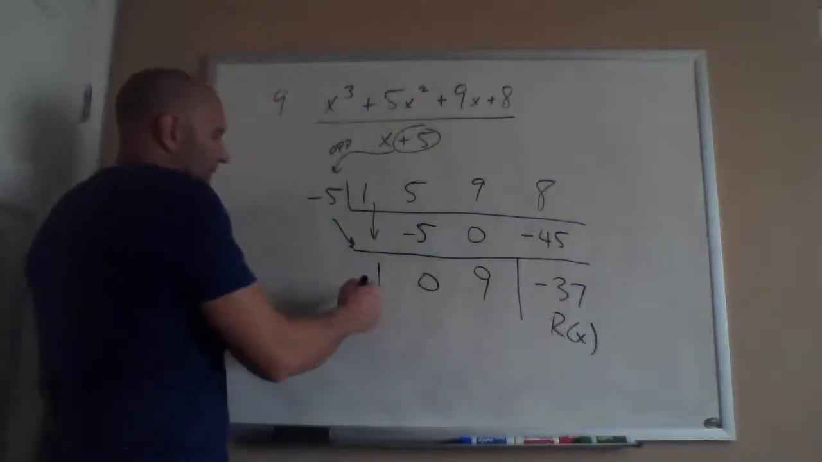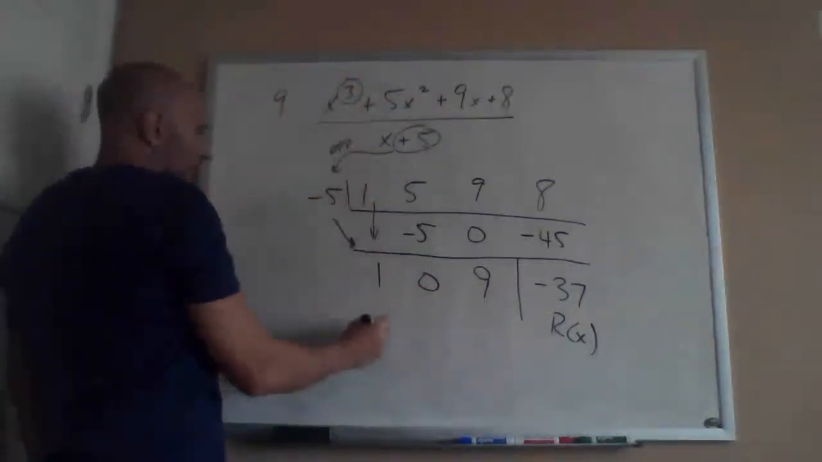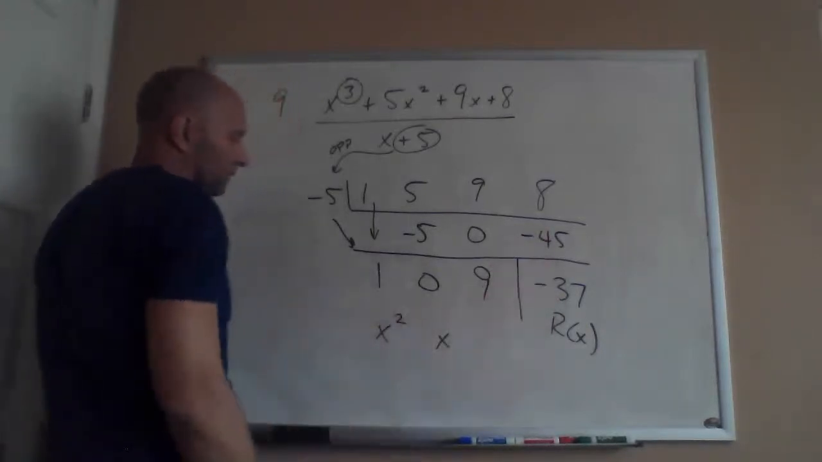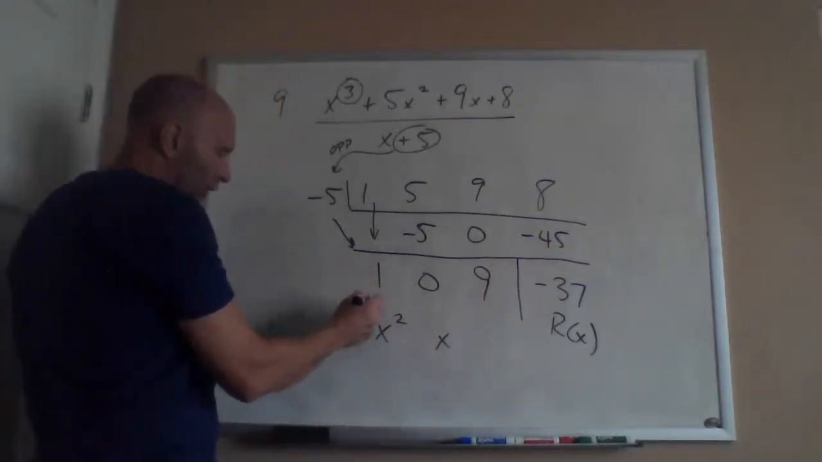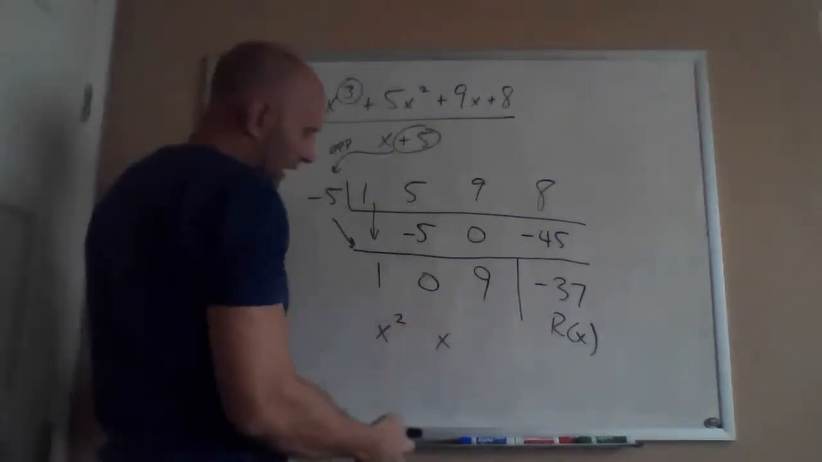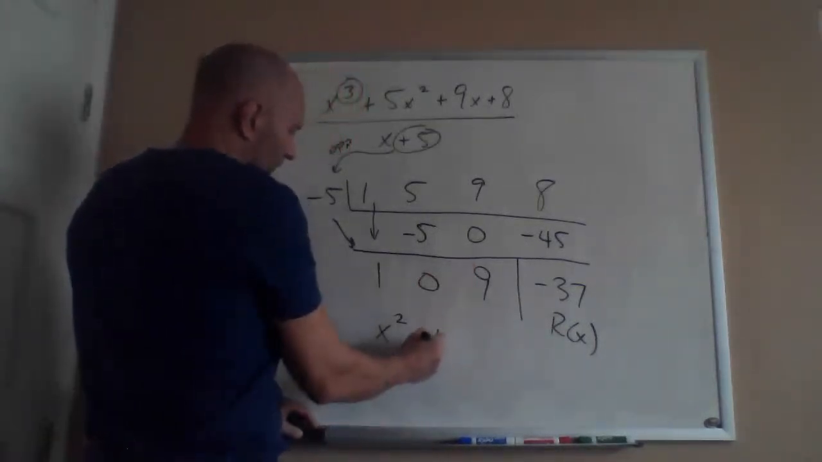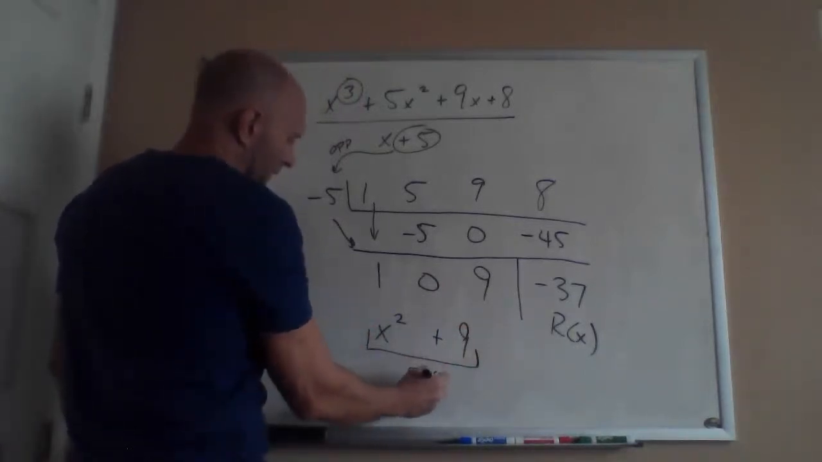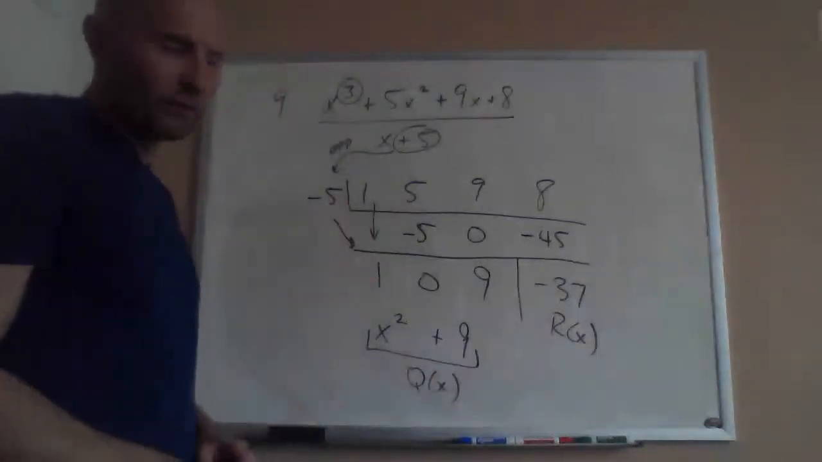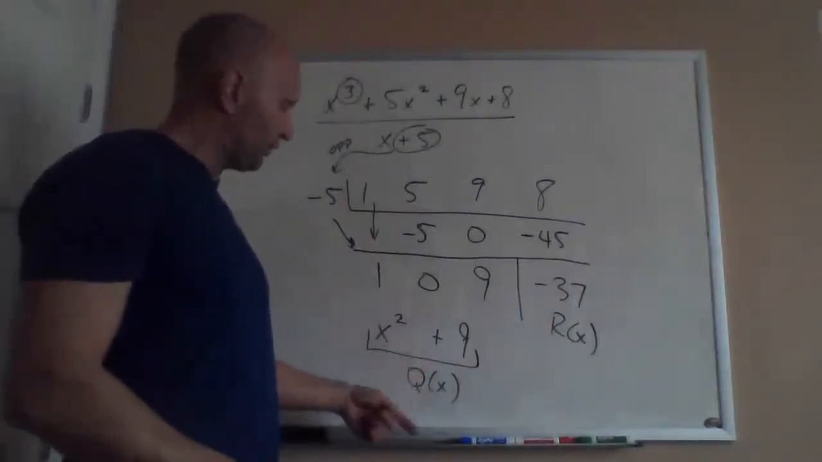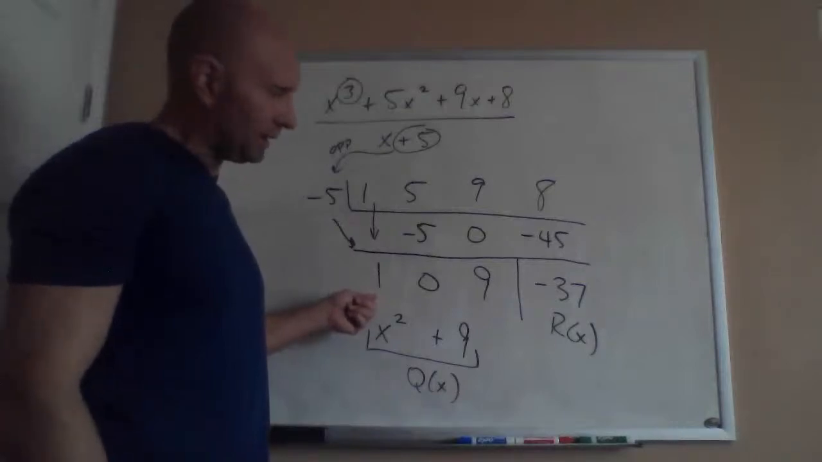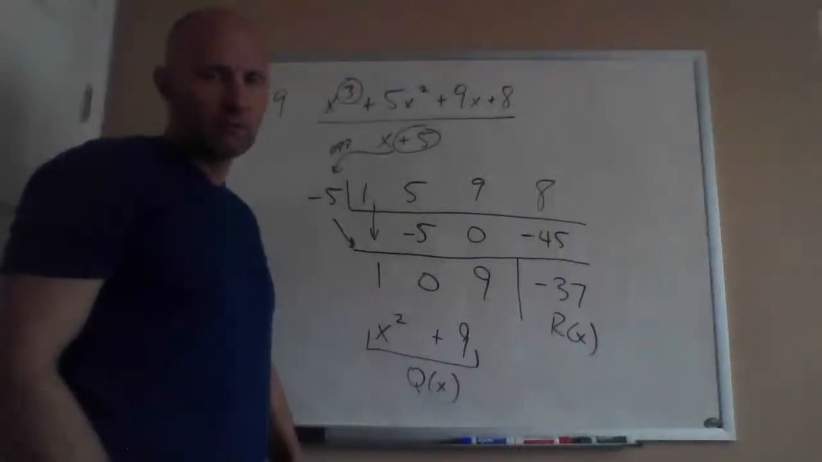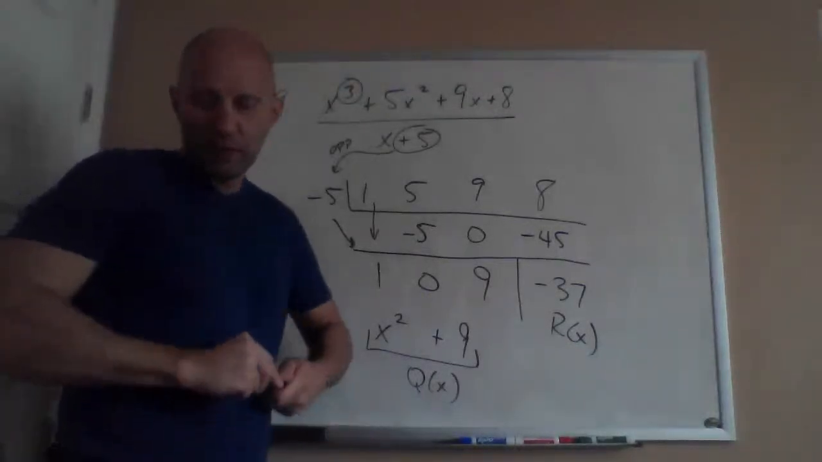This one here, I started with x to the third, so it's going to be x squared, x, and x to the 0. So it's basically what? 1x squared plus 0x, so that guy is gone, plus 9. So this is q of x. I think on WebAssign it just gives you 2 boxes. What's q of x? X squared plus 9. What's r of x? Negative 37. Does that make sense to everybody?